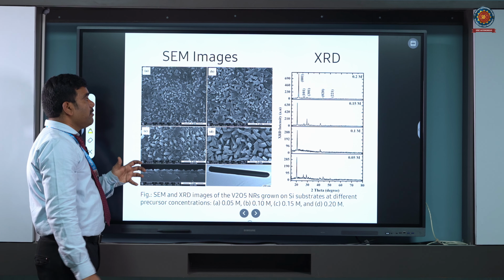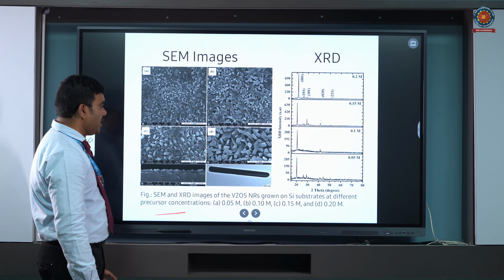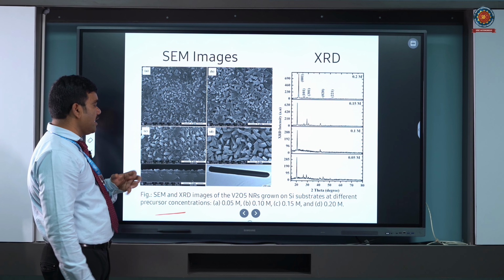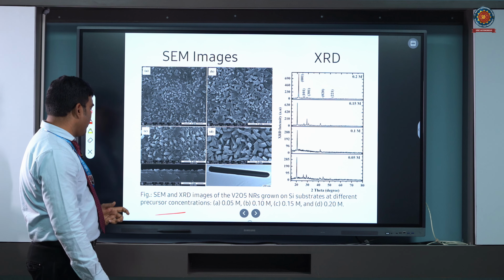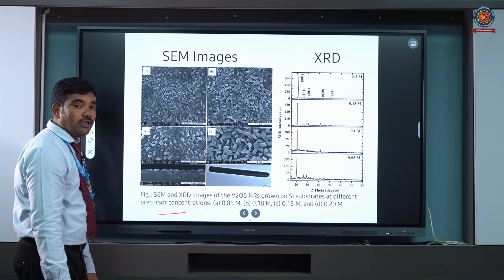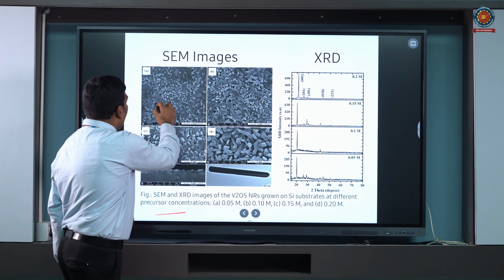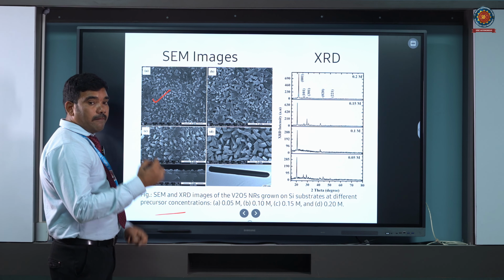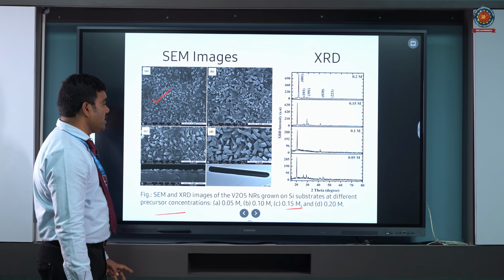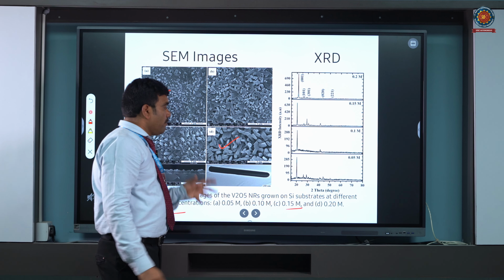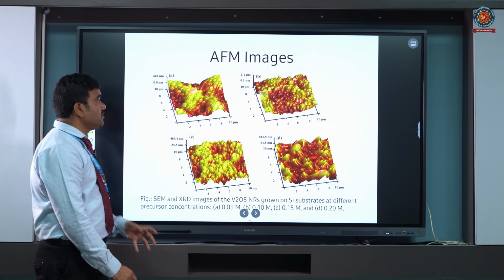See, these are the SEM images of the vanadium pentoxide thin films. Here these are the SEM and XRD images of vanadium pentoxide thin films grown on a silicon substrate at different precursor concentrations. Low precursor concentrations give low grain size, small particle size. High precursor concentration gives larger surface grains. This is the XRD. See, these are the AFM images.